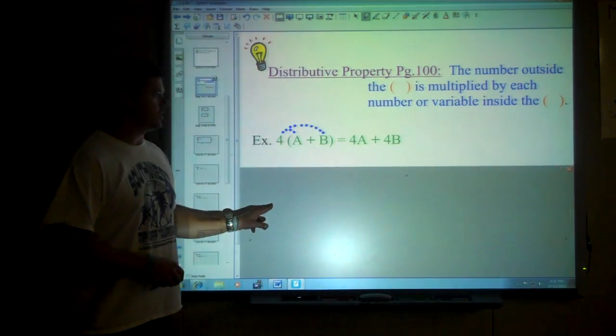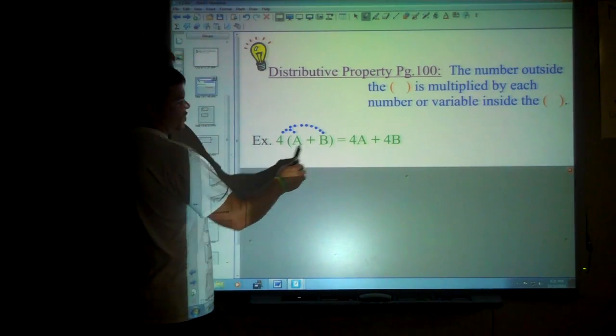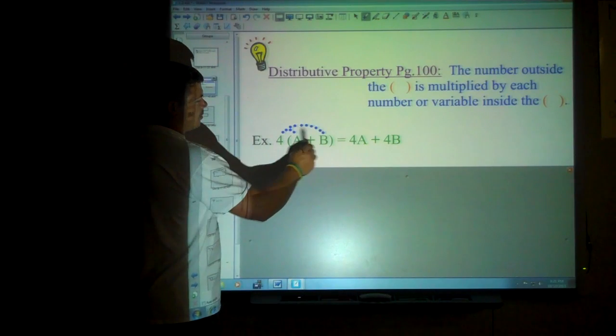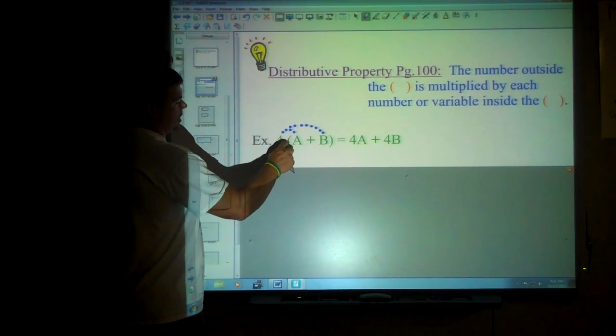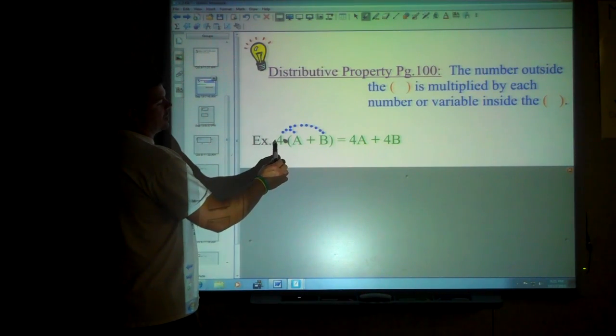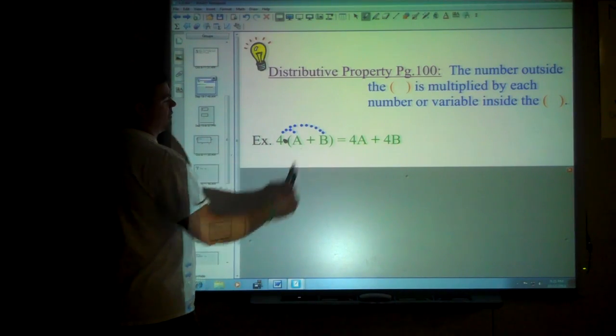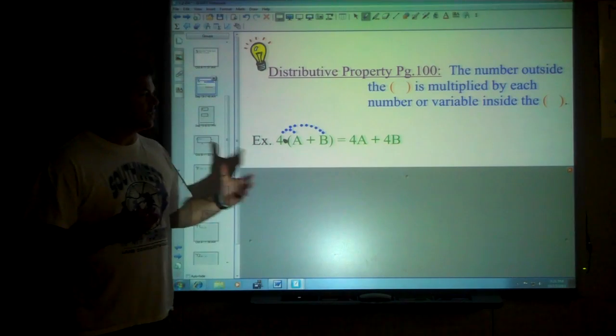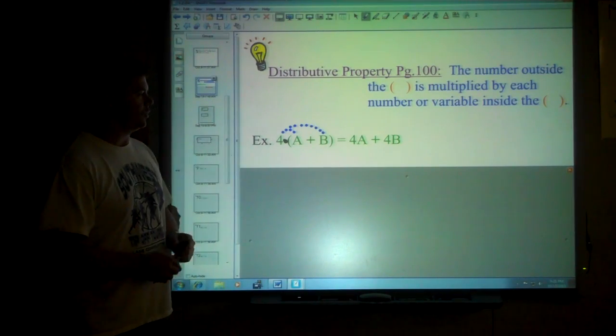So what I mean by that is this. If you have two numbers that you can't actually add, because I don't know A and I don't know B, inside the parentheses, but the outside number is being multiplied, you can take the outside number and multiply it by each of them. So now you would have 4A and 4B. That's the distributive property, the number on the outside multiplied by each.